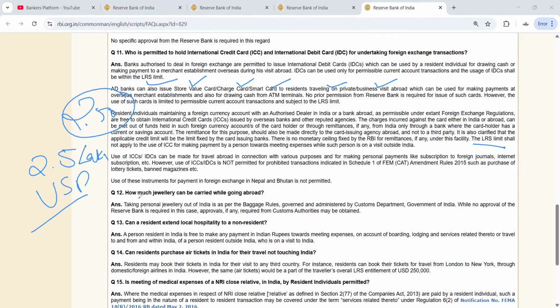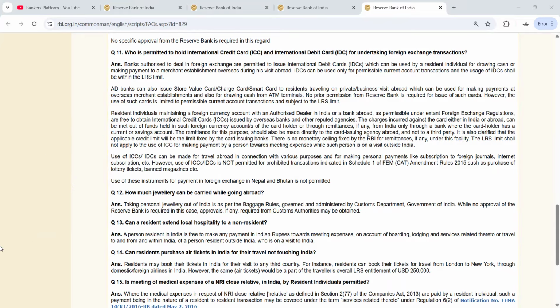Next is how much jewelry can be carried while going abroad. Taking personal jewelry out of India is as per baggage rules governed by the customs department. So RBI approval is required only if any is required from customs. So this is not for us. Okay.